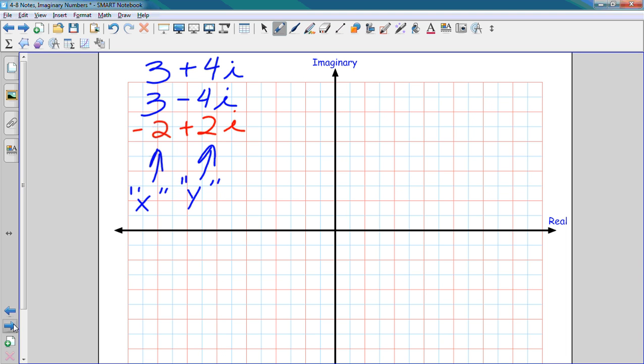So let's graph these. 3 plus 4i. Well, my real number is 3, so I'm going to go over 3. 1, 2, 3. My imaginary number is 4, so I'm going to go up 4. 1, 2, 3, 4. That's easy. That's 3 plus 4i. That's it. It's pretty easy. Do another one. 3 minus 4i. I'm going to go over 3 and just down 4. 1, 2, 3, 4.